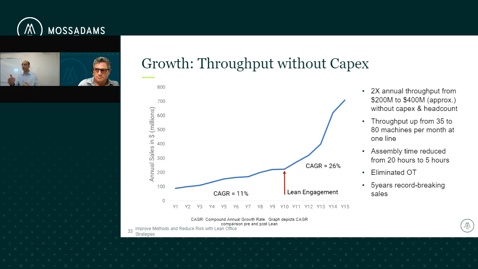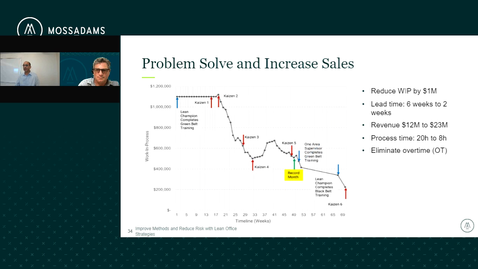And we went to 2 shifts, and then we multiplied that line to 300 machines a month. This is just one of the lines. And so this is what you need to do to get to a lean office. So lean helps you grow. And the other thing lean does is it eliminates your headache.